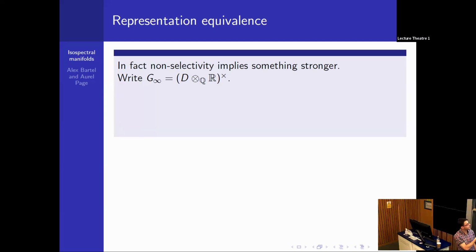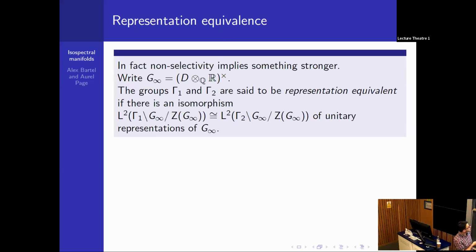So this is going to be like GL2(R)s and GL2(C)s, and also some Hamilton quaternion things. So I'm taking the unit group and the product. Then these L2 spaces, so you take this bunch of GL2(R)s and GL2(C)s, modulo gamma 1 and modulo the center, and modulo gamma 2. These are both unitary representations of this group G infinity. And we say that the groups are representation equivalent if these are isomorphic unitary representations.